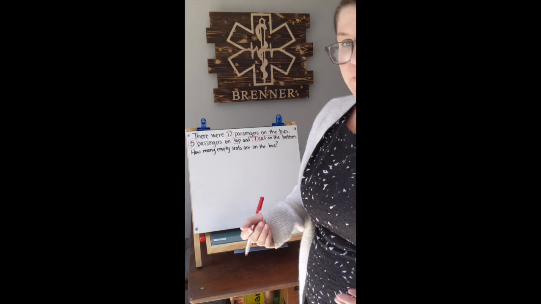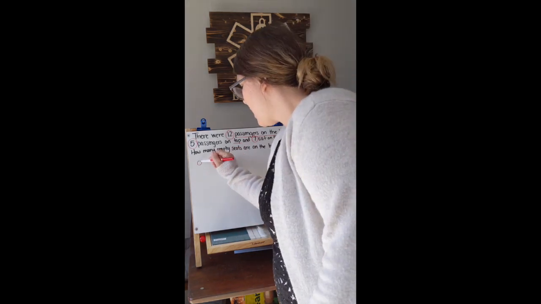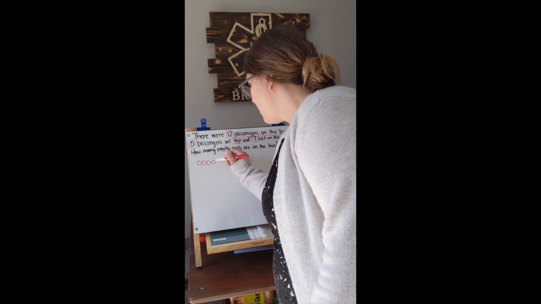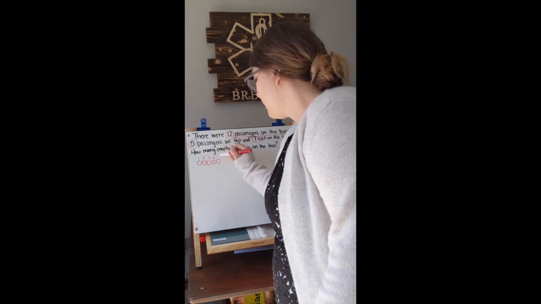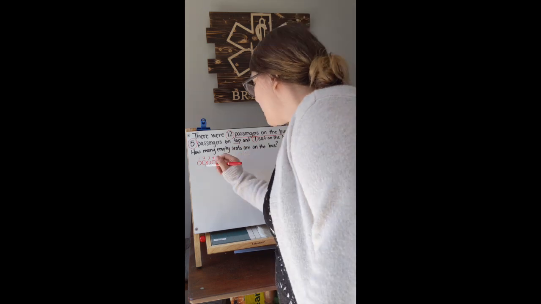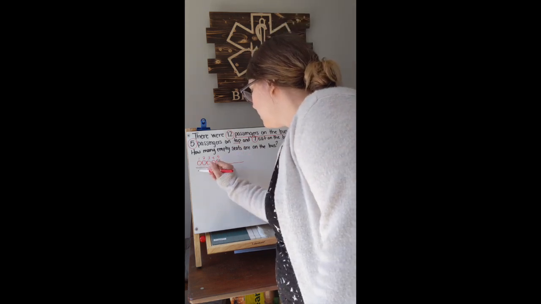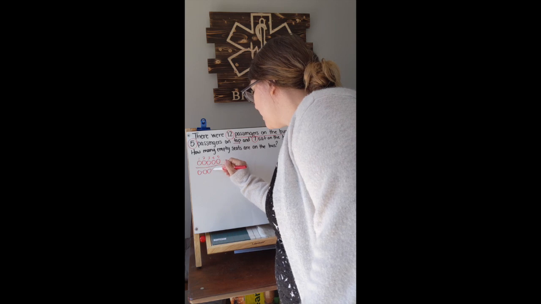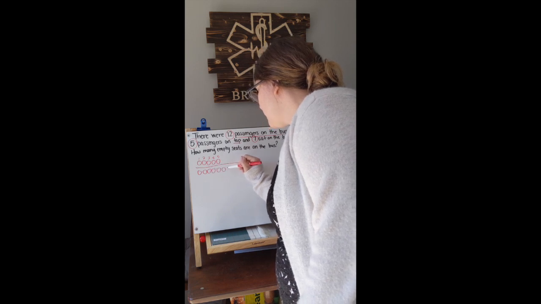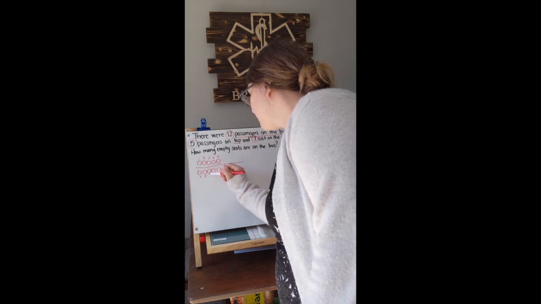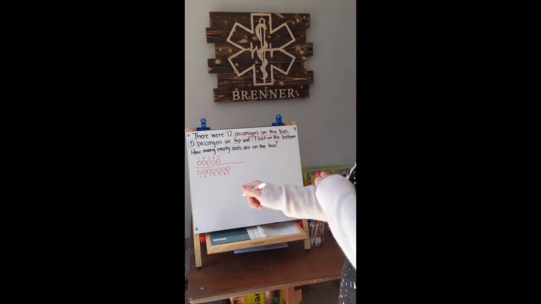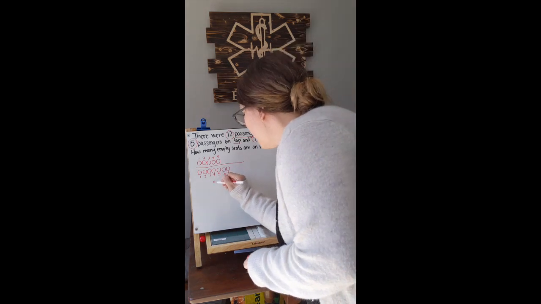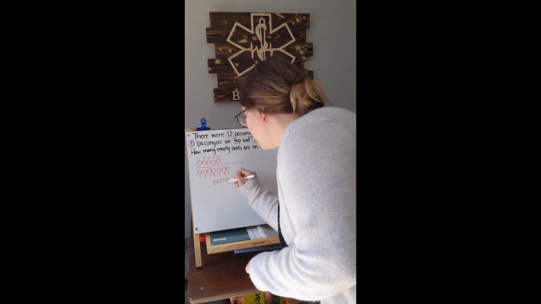So there's a few ways that we could do this. I could draw out that there are 5 passengers on the top, 1, 2, 3, 4, 5. And then on the bottom, there are 7. 1, 2, 3, 4, 5, 6, 7. And I know that 5 plus 7 equals 12.